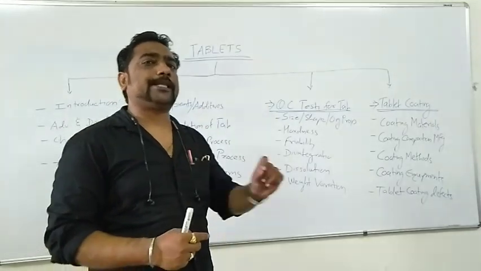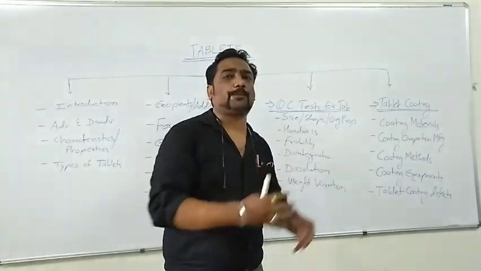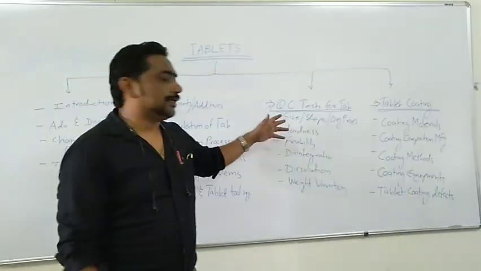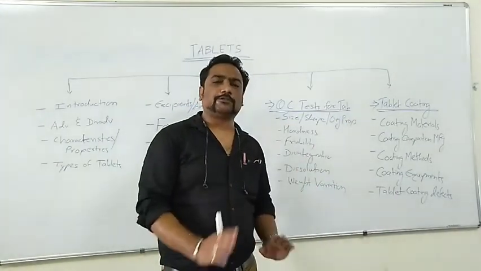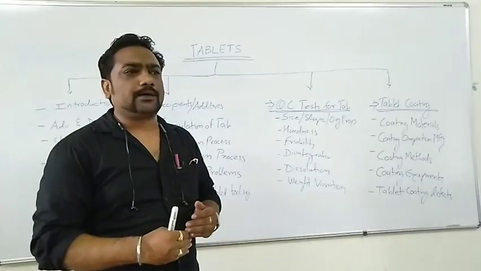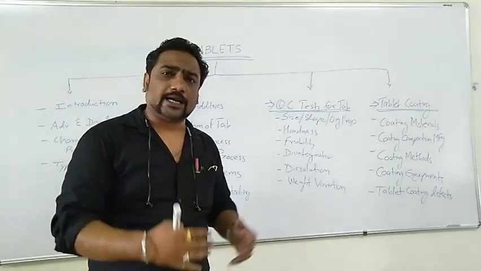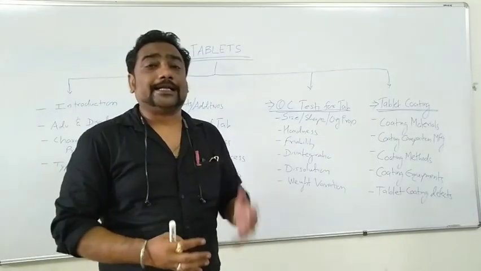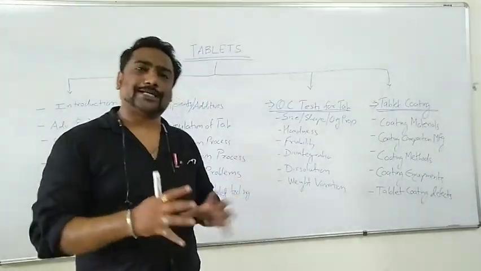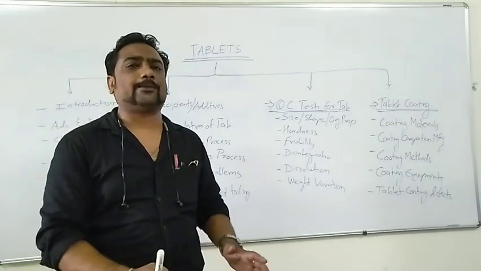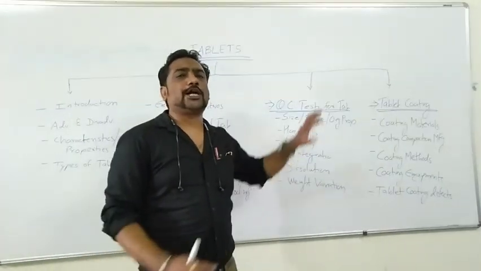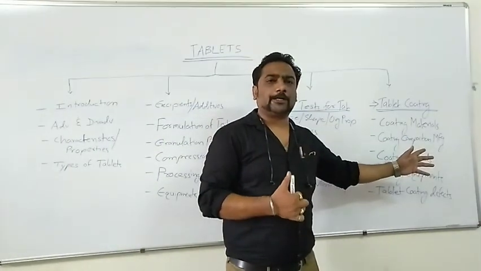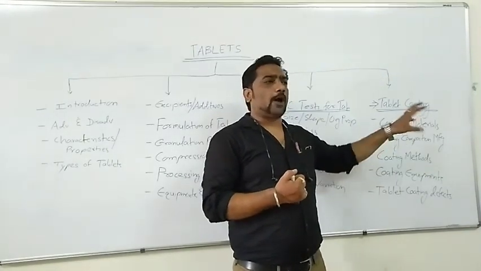So for that purpose there are various quality control tests that a scientist should perform on the formulated tablet, and those quality control tests are like size, shape, organoleptic properties of the tablet. Then there comes the weight variation test, then hardness testing, then friability testing, the disintegration test is also there, the dissolution test is also there. So all these tests are nothing but quality control tests which are to be carried out on the tablets. Then in the final section of this chapter, we will cover the topic of tablet coating.